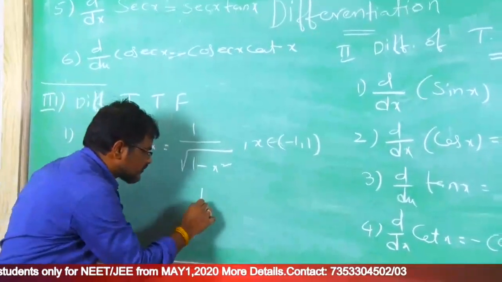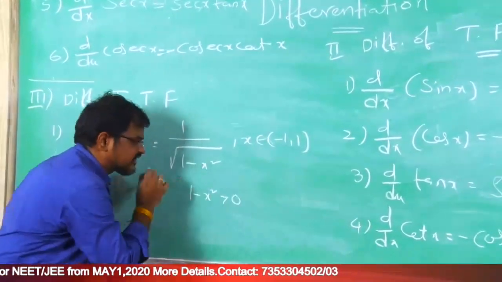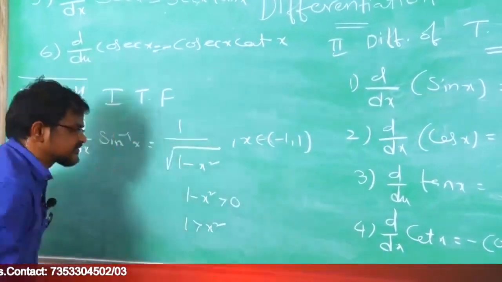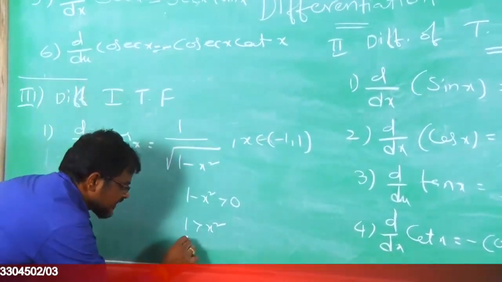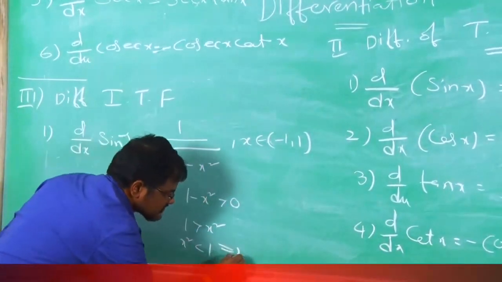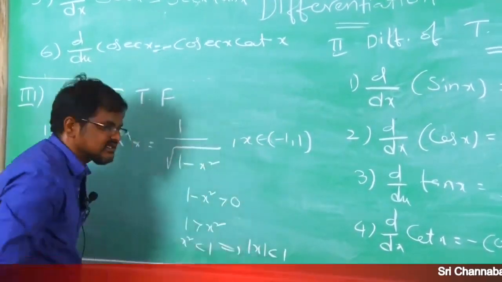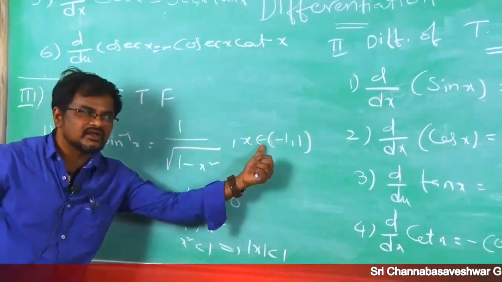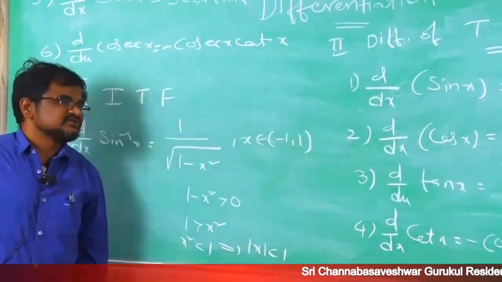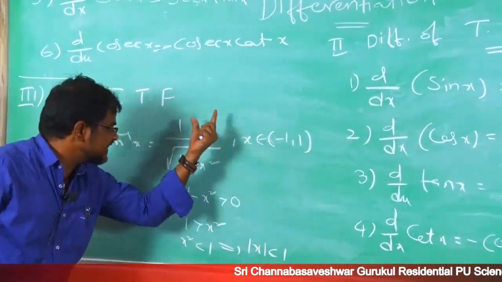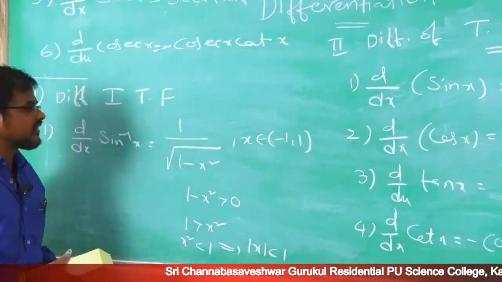The reason is that here 1 minus x square definitely must be positive, so x square is less than 1, that implies mod x is less than 1. Mod x less than 1 means definitely x belongs to what? The open interval minus 1 to 1. Means in this interval only it exists.